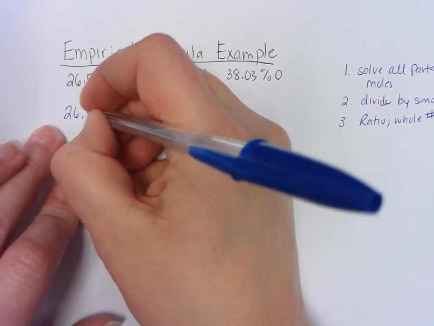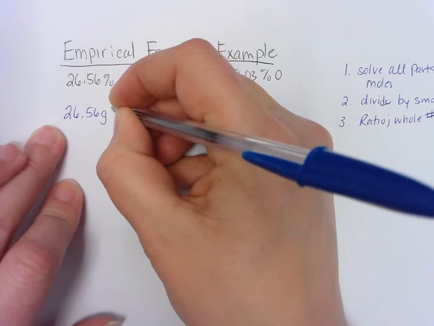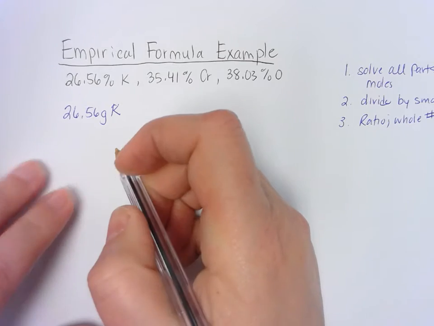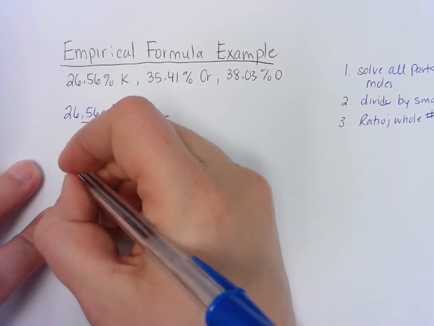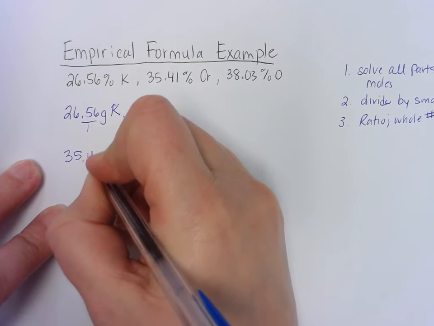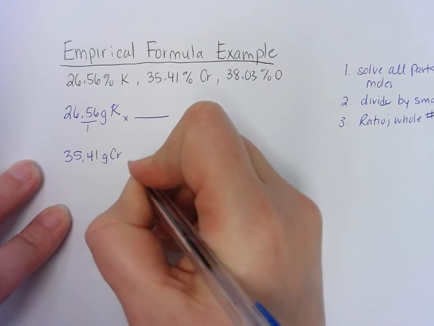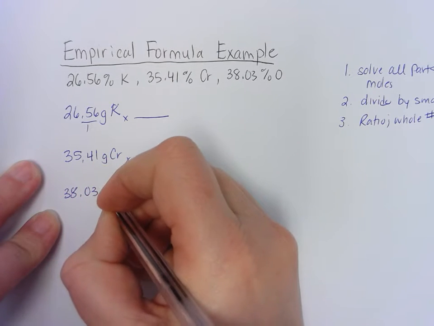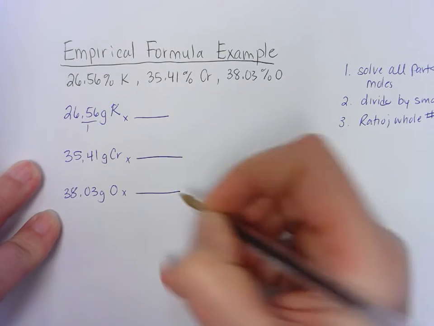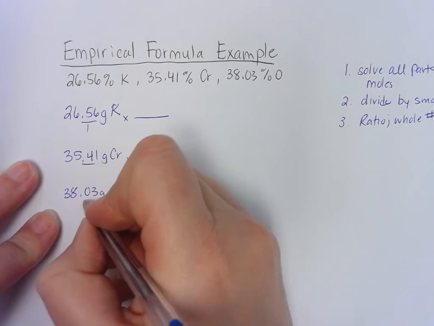So 26.56, we're going to go ahead and make them into grams, assuming that we have a 100% sample. And I'm going to set up my work. So 35.41 grams of Cr, 38.03 grams O, and I have all of them started.